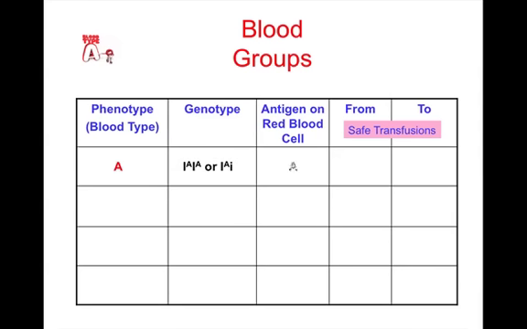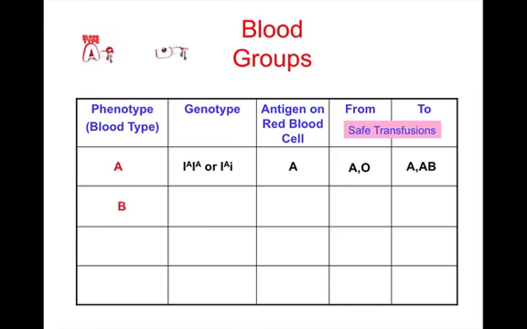The antigen on the red blood cell is A. If you have type A blood, you can receive blood from either people who have type A or type O blood, and you can give blood to people who have type A or type AB blood.